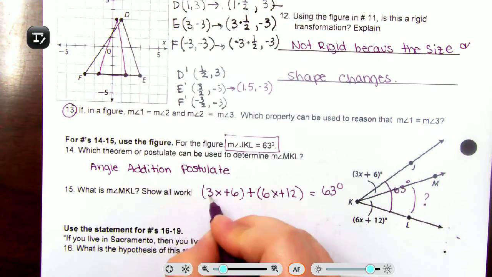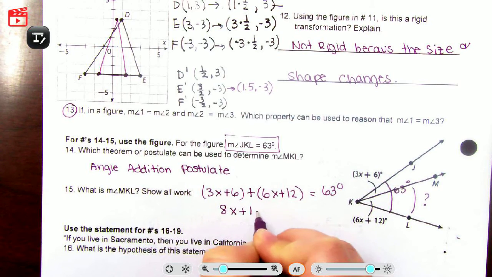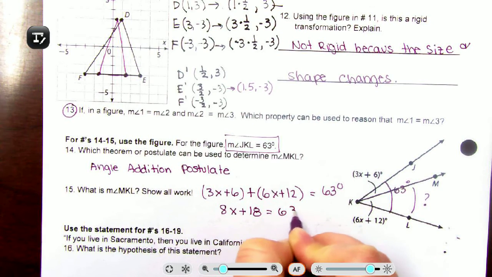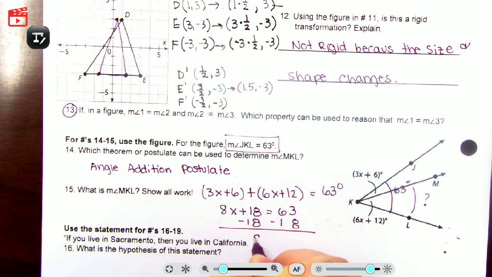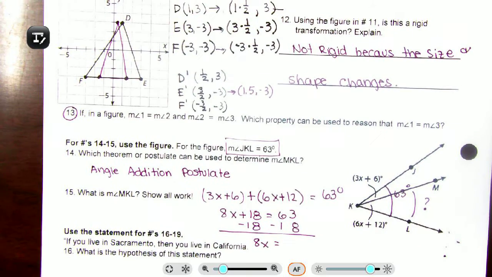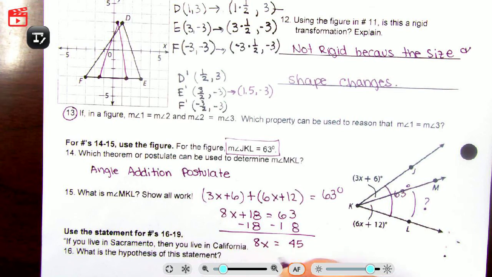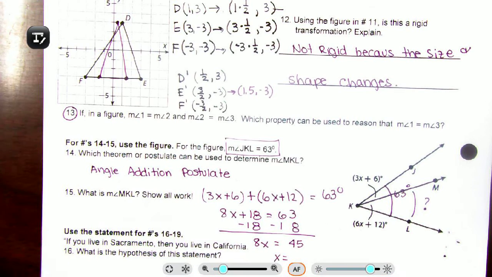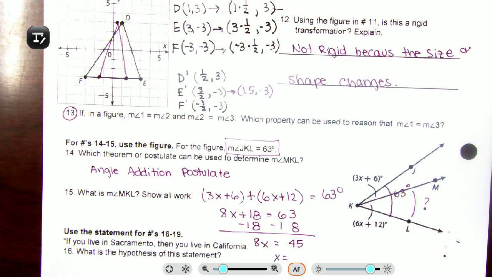Combine like terms: 6, 7, 8. I have 8 x's, and plus 18, is equal to 63. I'm going to subtract 18 from both sides. 8x is equal to 63 minus 18, and that is 45. So that means x is equal to 45 divided by 8.